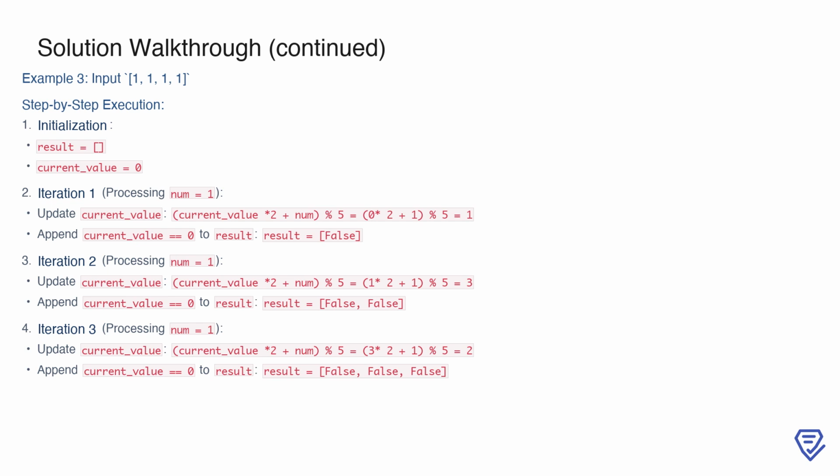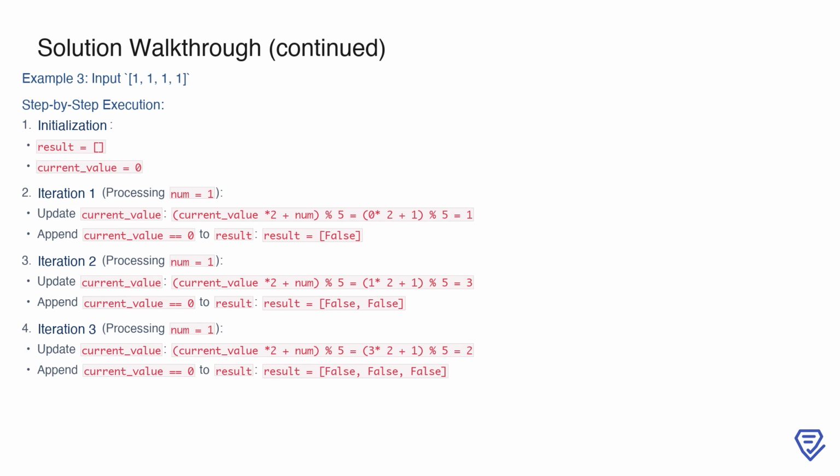Now, let's analyze a third example with the input 1, 1, 1, 1. Again, we initialize result as an empty list and current_value as 0. In the first iteration, with number equals 1, the formula, 0 * 2 + 1, % 5 gives 1. Since current_value is not 0, we append false to the result. For the second iteration, processing another 1, we calculate 1 * 2 + 1, % 5, which results in 3. As current_value is still not 0, we append another false.